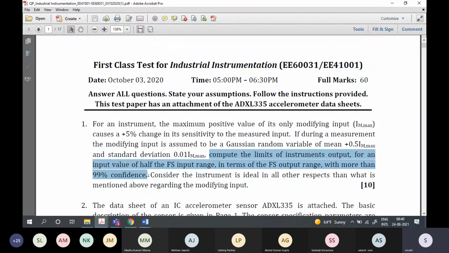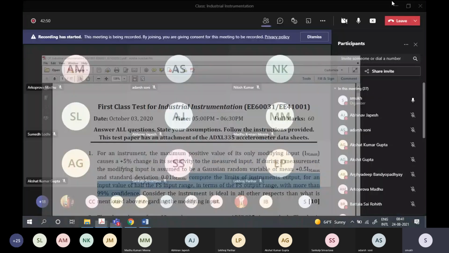51.325, and you can consider the minimum value by considering mu minus 3 sigma. So the minimum value is 0.5 minus 0.03. So you can now consider 0.47 to be the value, and you can calculate the whole thing. So this is an interpretation of the modifying input. Is this clear?